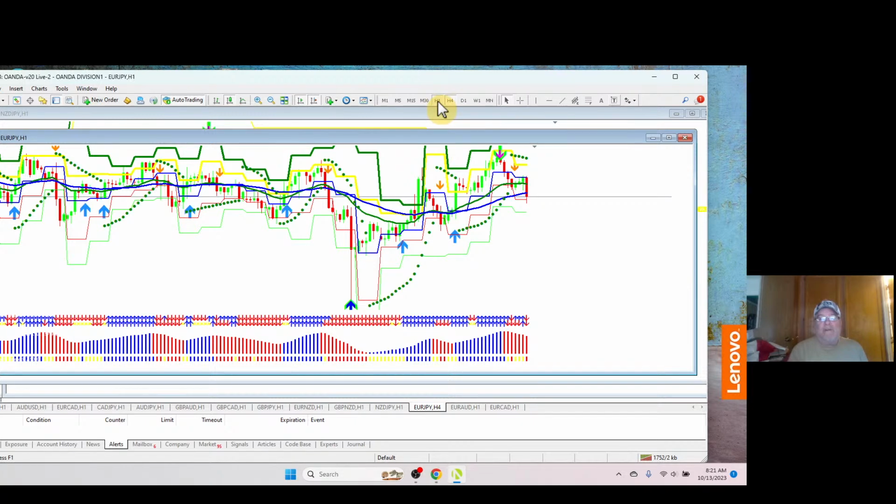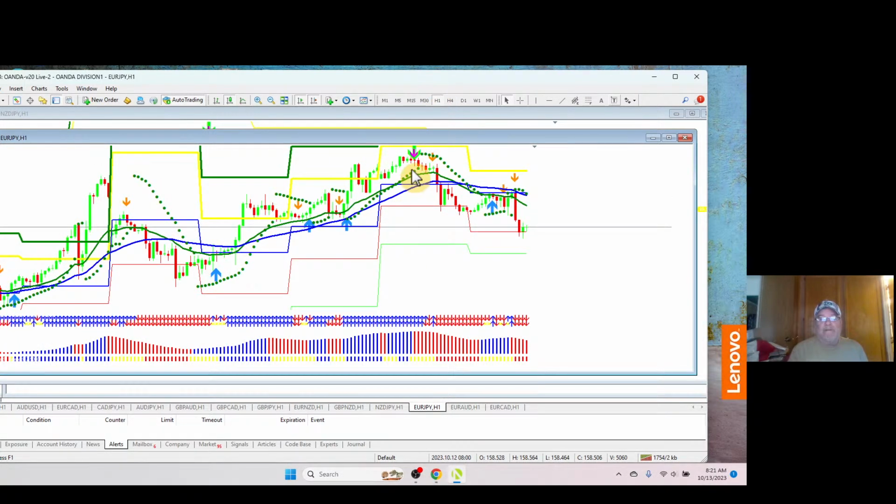Let's see, I'm going to go to the 1 hour. There's the sell. You really didn't get a big poke up. You probably could have got in somewhere in there. The risk would have been close to the 30 pips. And the buy is way down here. That's not going to happen today. So we got to continue to keep an eye on that.